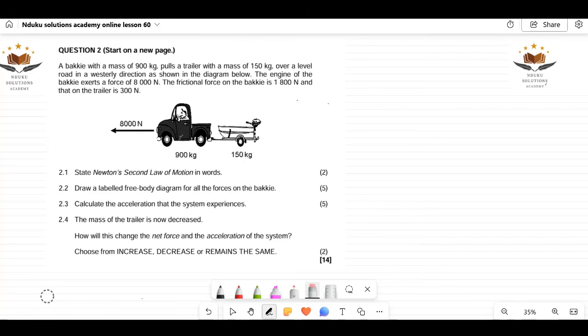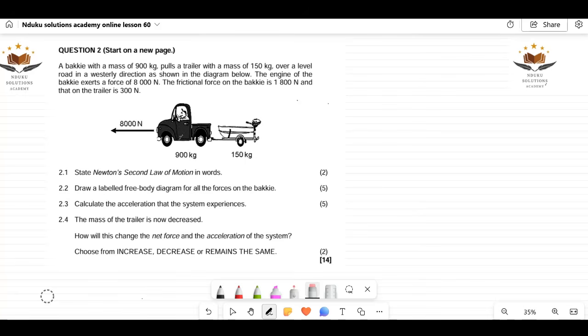We have a buggy with a mass of 900 kg that pulls a trailer with a mass of 150 kg over a level road in a westerly direction as shown in the diagram below. The engine of the buggy exerts a force of 8,000 newtons. The frictional force on the buggy is 1,800 newtons, and that of the trailer is 300 newtons. So you have a series of information.